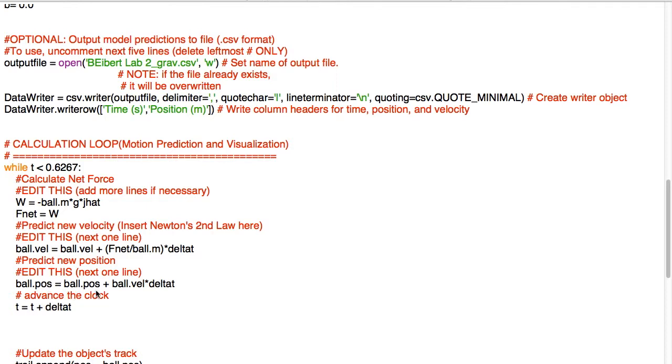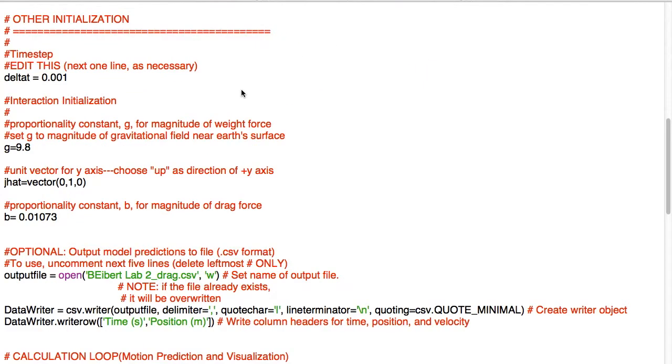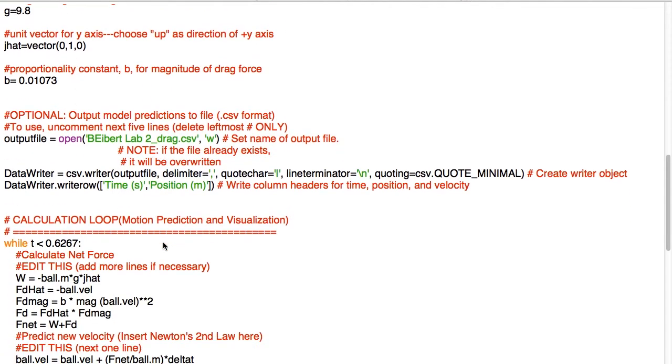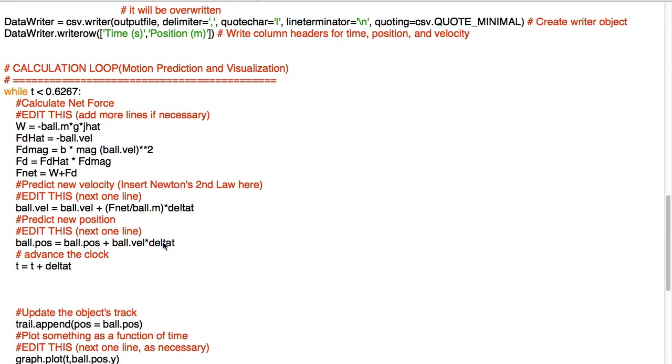We'll also see Newton's second law here written out, same as in the first lab. And then we will also see the position change of the ball with regards to velocity over the change in time. Next, we're going to see the drag force added to this. So we have the proportional constant for the drag force, B. What we did is we took the final point in our video and we fit the drag force constant to make that point fit.